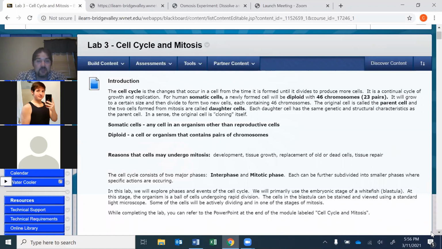And I put there some definitions. Somatic cells are any cell other than reproductive, other than sperm or egg. Diploid means you have pairs of chromosomes.